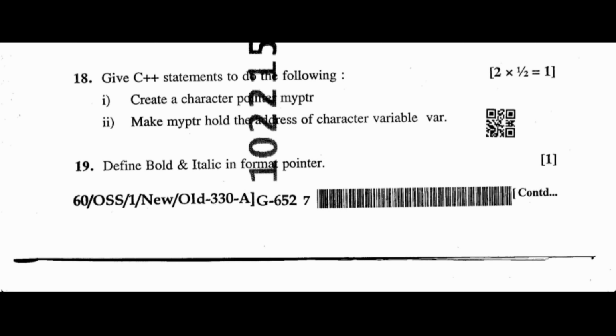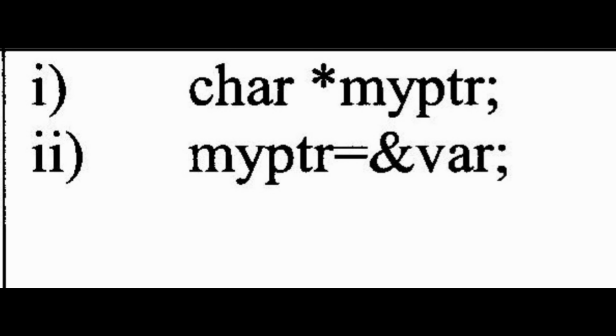Question 18. Give C++ statements to do the following. 1. Create a character pointer myPtr. 2. Make myPtr hold the address of character variable var. Answer 1. char *myPtr. 2. myPtr = &var.